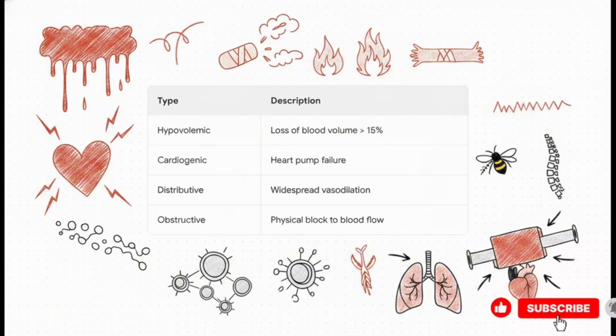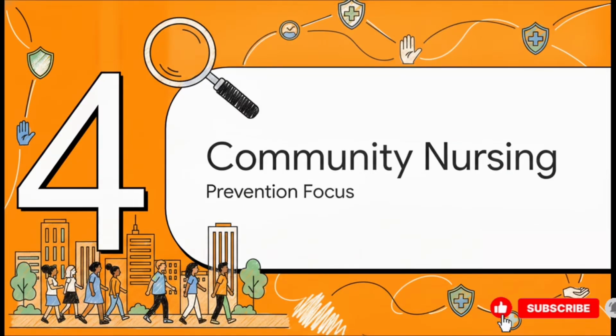Distributive shock is widespread vasodilation. This covers your septic, anaphylactic, and neurogenic shock from things like spinal cord injuries. And finally, obstructive shock happens when there's a literal physical block to blood flow, like a pulmonary embolism or cardiac tamponade. Let's shift gears completely for Section 4, Community Nursing and Prevention.